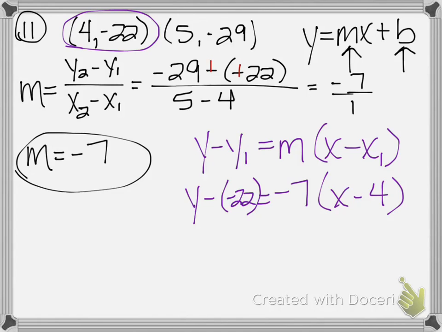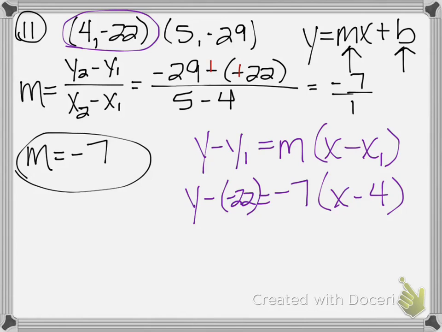A lot of times students will try to drop that other coordinate, that (5, -29), in for the y and the x, and then everything's numbers, and what do you do, and how do you solve? Well, you can't solve that. It's all numbers. There's nothing to solve for. So remember, you're finding an equation. The equation will have an x and a y in it. So it's y minus the y coordinate equals the slope, negative 7, times x minus the x coordinate.